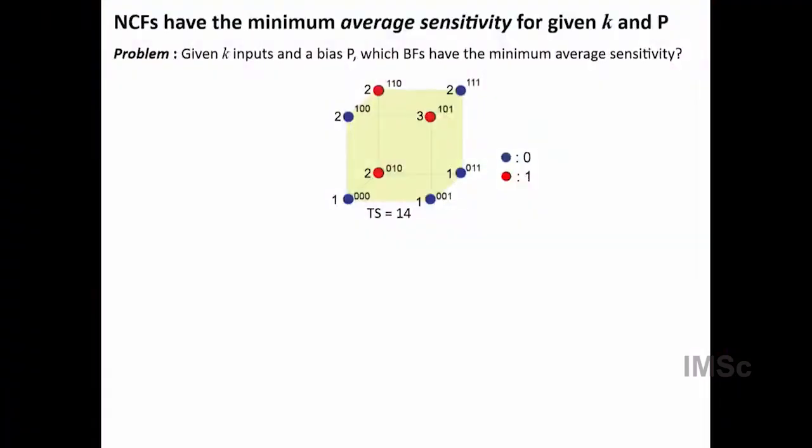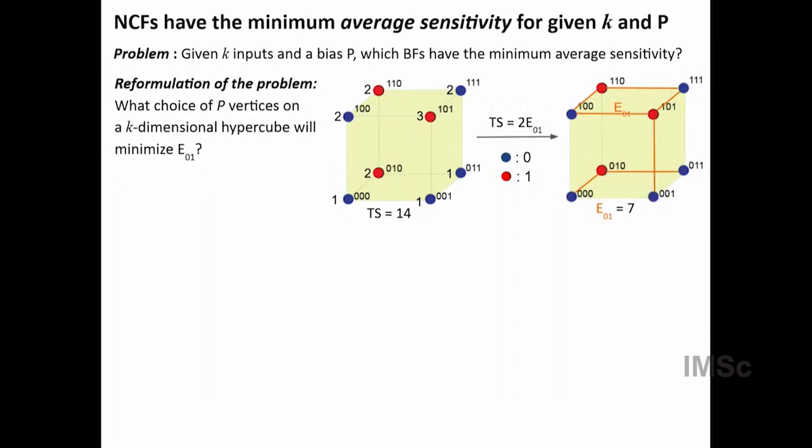And so the last slide is really to show that this is indeed the case, that there exists a theoretical proof that one can show that for any value of k and for any odd bias, the NCFs actually minimize this average sensitivity. And so it basically amounts to finding some arrangement of these p vertices such that you will minimize the average sensitivity. But this problem can be transposed to something else, which is basically counting the number of edges between the vertices which have output value of 0 and the output value of 1, and trying to minimize those number of edges basically.